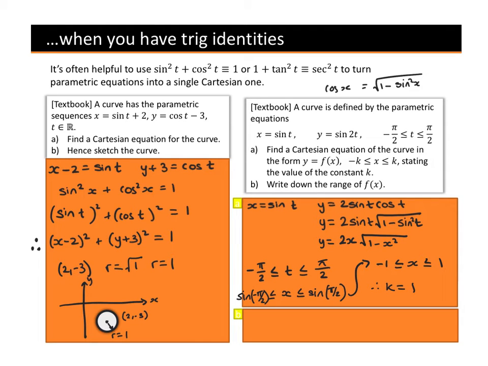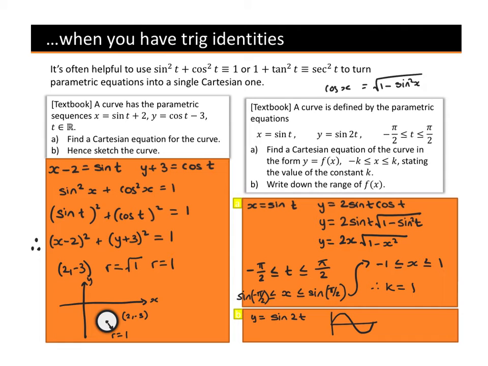Then it says write down the range of f(x). Okay. So, let's think about this. So when we're thinking about the range, we're thinking about y. If we think about the graph of y equals sine of 2t, let's think of the graph sine of 2t. Okay, what do we know about the graph of sine? Goes up to 1 and minus 1, doesn't it? Our range is in fact between minus 1 and 1.